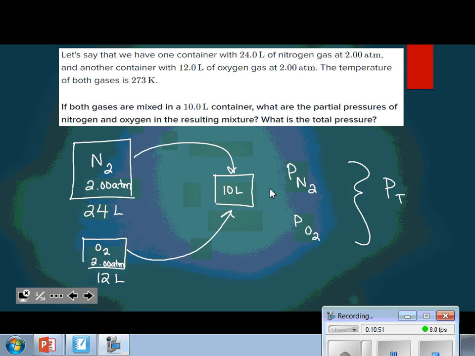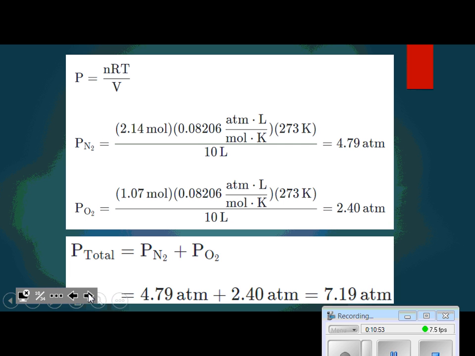So again, there are different ways to do this problem. One way to do it is to use PV = nRT. I'm not showing this, but what you would have to do first is calculate the moles of nitrogen gas and the moles of oxygen gas, and then find the individual pressures of each of those gases. So you find the partial pressure of nitrogen and the partial pressure of oxygen, and then you add together those partial pressures to get the total pressure. So that's one way to do it.